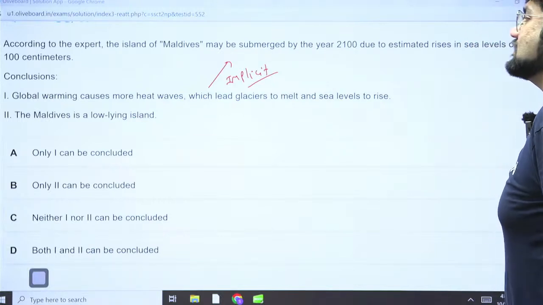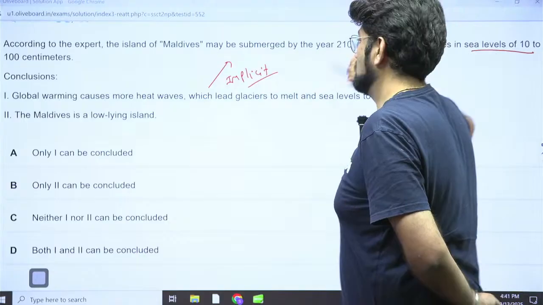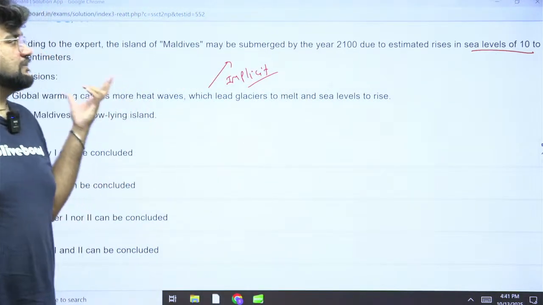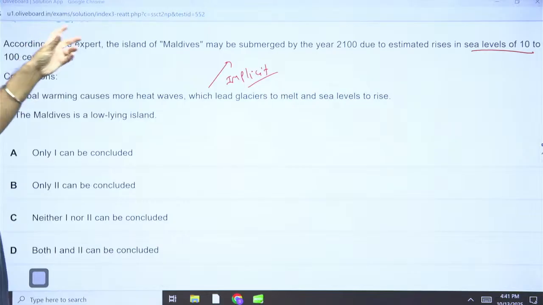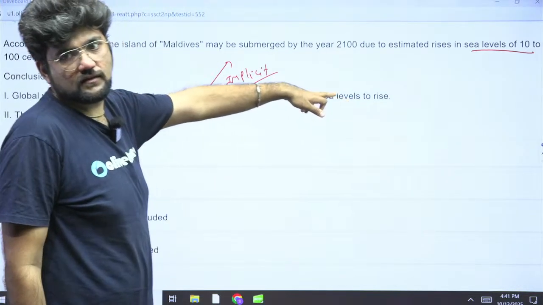Now the statement is saying that if the sea levels are rising continuously with the passing time, that means that global warming is one of the primary reasons which does this, which leads glaciers to melt and sea levels to rise. So can I conclude this?